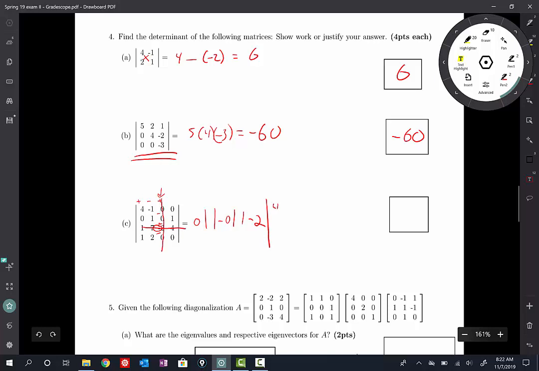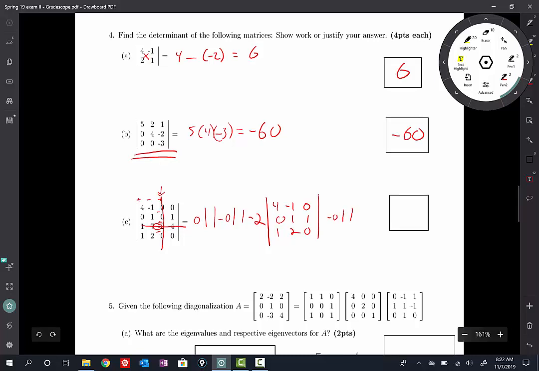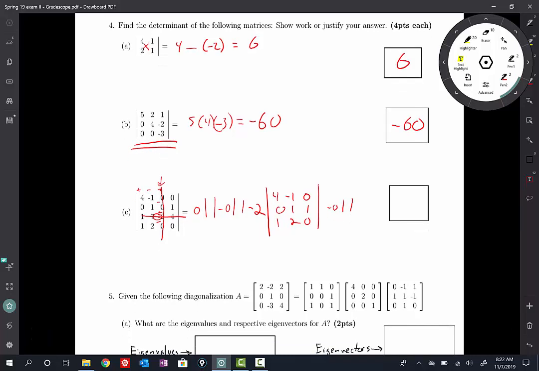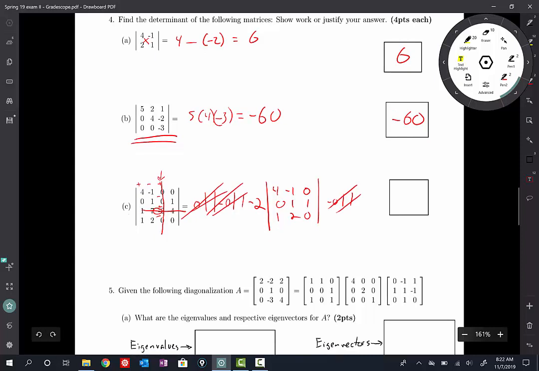So the matrix I would be left with is 4, negative 1, 0, 0, 1, 1, and 1, 2, 0. And then lastly, as I finish expanding down that third column, minus 0 times some subdeterminant. So the reason I expanded down that column is because so many of these terms just go away because their coefficients are 0. But now I have minus 2 times this subdeterminant, and once again I'm going to want to expand down a row or column of this 3 by 3.